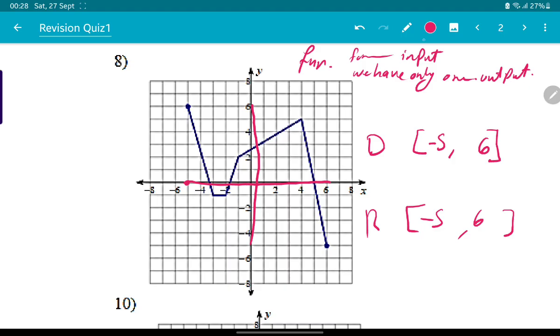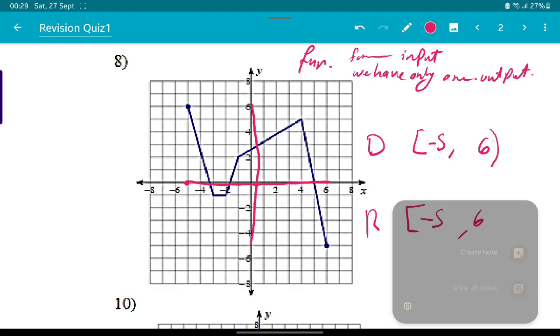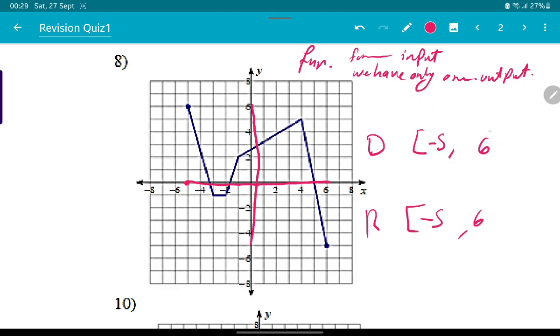Okay, in some examples you will see, for example, an unshaded circle. It means the domain will not have this point, also in the range. So in this case, instead of writing the bracket, we will write a parenthesis. It means this is excluded from the domain. We will not use it. But in our case it's shaded, so we use the bracket.